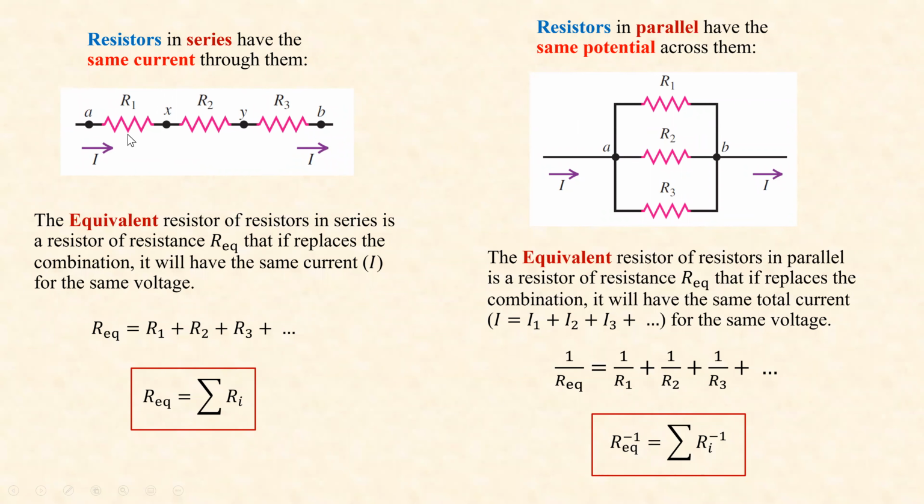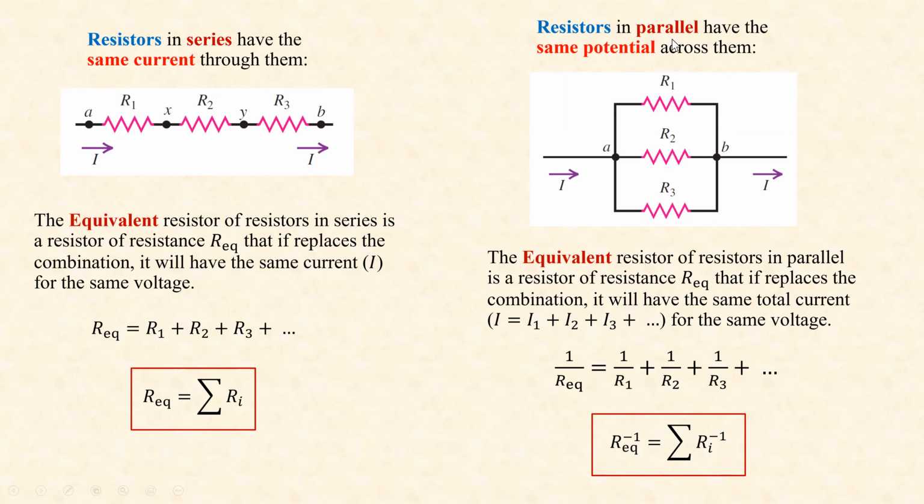So by definition, the resistors in series have the same current, but the voltage from A to B breaks into A to X, X to Y, and Y to B. So it will be sum of the voltage across the resistors, and we can replace this combination by one resistor that basically has the same current for the same voltage AB, and that is called R equivalent. And we figured that equivalent resistance will be sum of the resistances in this case.